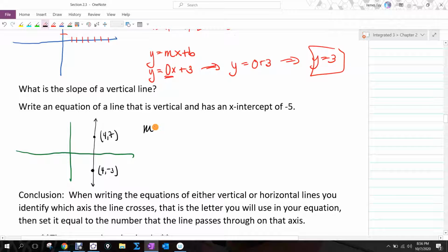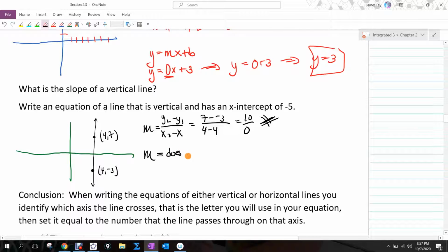Well, find the slope. It's y2 minus y1 over x2 minus x1. Now if I do the y's, I'll get 7 minus negative 3. And now if I do the x's, it's 4 minus 4. So here you see I get 10 over 0. And that is something we're not allowed to do. You cannot divide by 0. So slope, we say does not exist.